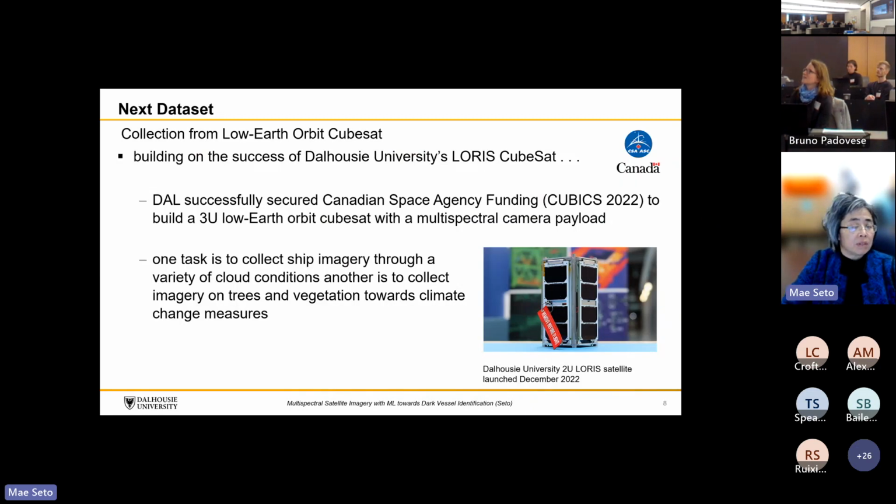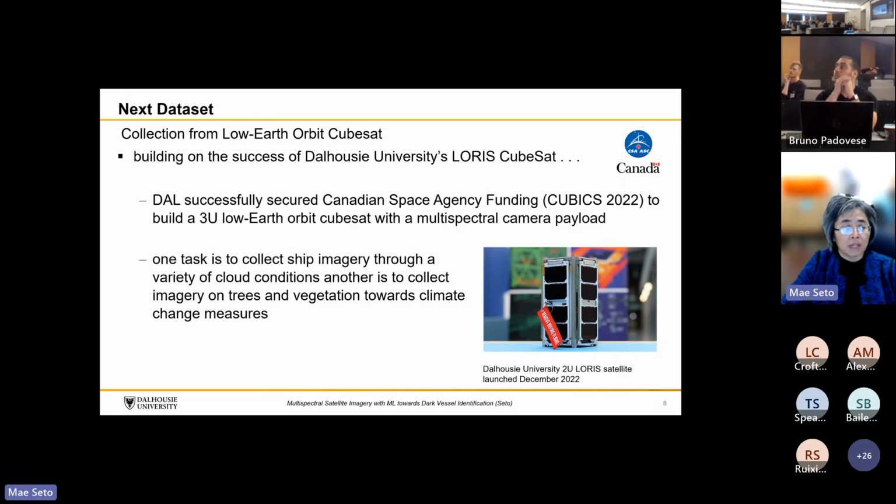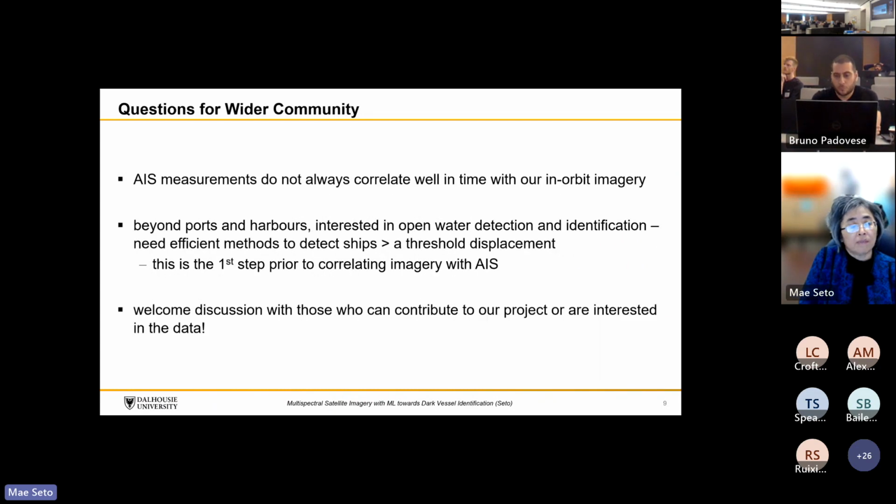The next data set we want to do is based on a satellite we're hoping to build. So Dalhousie University's LoRa satellite was successfully built, launched in December 2022. We recently secured funding to build a 3U satellite, this one with a multispectral camera payload. So what we're interested in collecting is the ship imagery through a variety of different cloud conditions, and also imagery on trees and vegetation towards climate change measures.